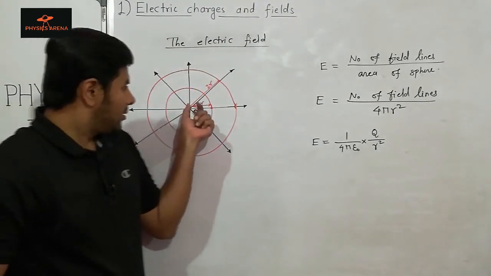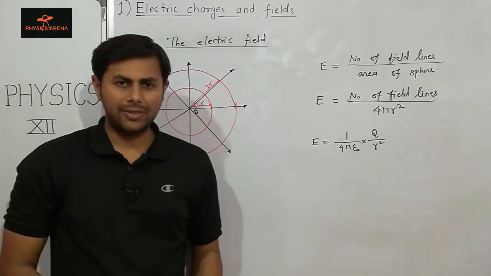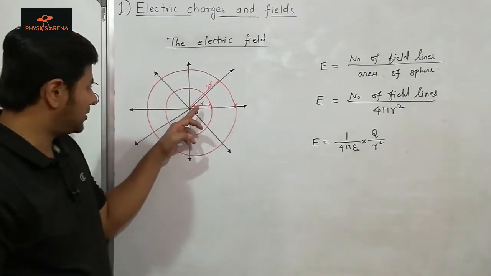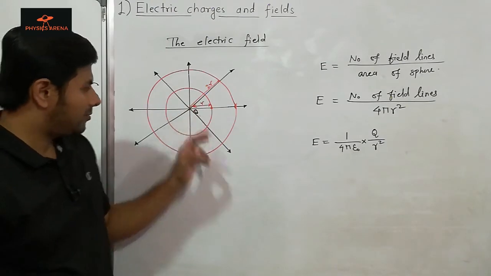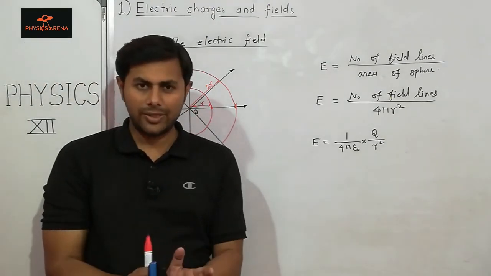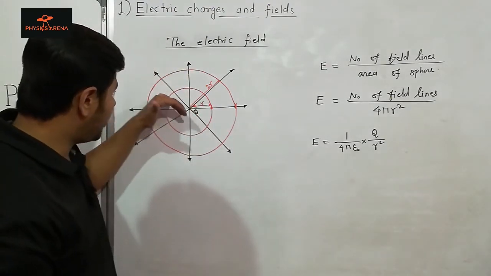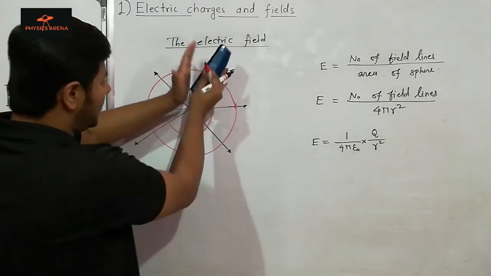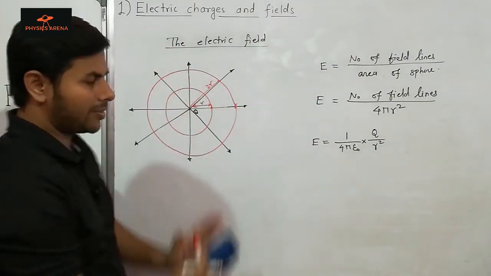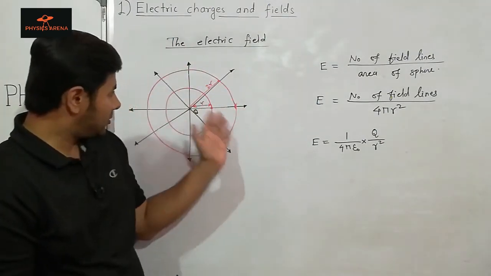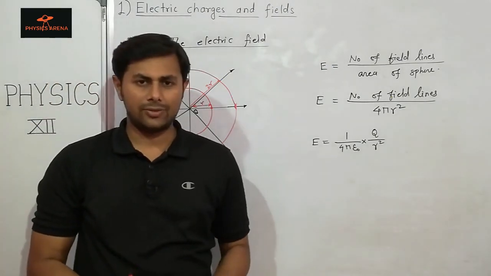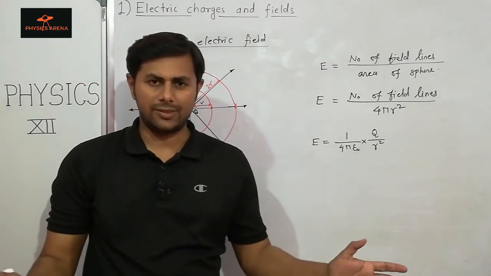So the intensity or the magnitude of electric field is high in the region where electric field lines are close to each other. As we go away from the charge, electric field lines get separated from each other. So the electric field decreases there.